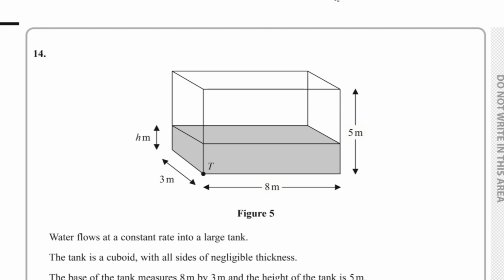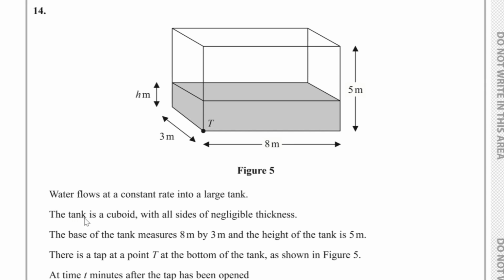Question number 14. Water flows at a constant rate into a large tank. The tank is a cuboid with all sides of negligible thickness. The base of the tank measures 8 meters by 3 meters, and the height of the tank is 5 meters, and there's a tap at the point T at the bottom of the tank. All this is shown in figure 5.